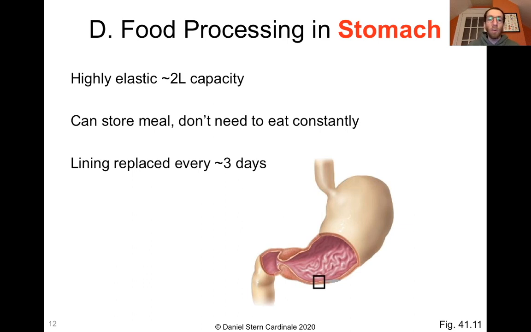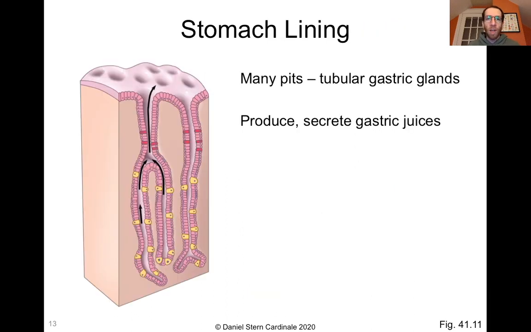Now, as we'll see, this is a relatively harsh environment, so the lining is one of the fastest replicating tissues in your body. That entire lining is basically always undergoing cell division, and it's replaced in its entirety about every 3 days. The lining of the stomach is not just a simple protective layer of cells, though. There are secretions that need to go into the stomach that are generated by the cells of that lining. It has these pits in it, which are called tubular gastric glands.